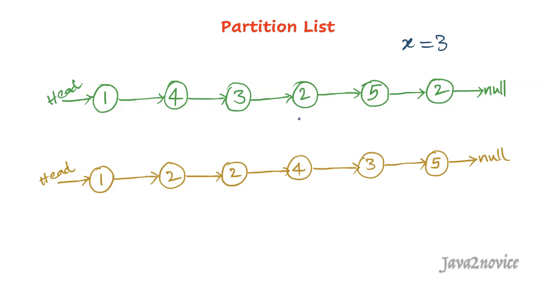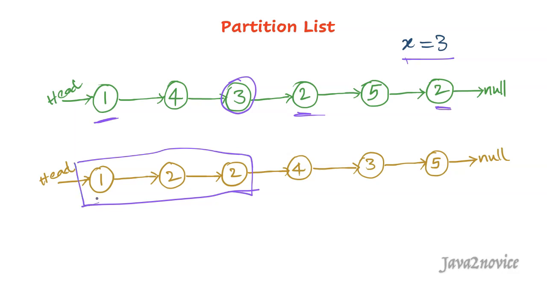You will be given a linked list as input and another input variable x. We need to partition this linked list in such a way that all the node values which are less than x must appear before a node with value x. Here x value is 3. This is the node with value 3. Now 1, 2, 2 are less than 3. They must appear before 3. This is how, as shown here.